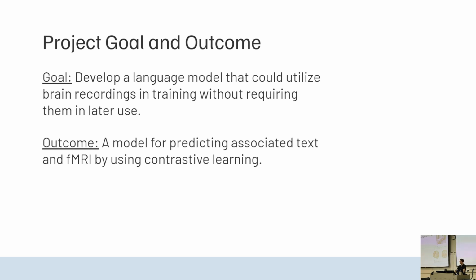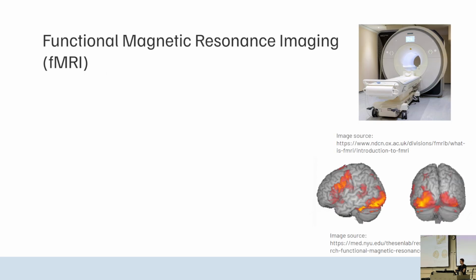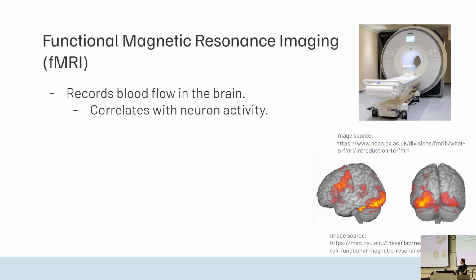So first off, what is fMRI? fMRI stands for Functional Magnetic Resonance Imaging, and it refers to recording blood flow in the brain, which correlates with neuron activity. How is this different to EEG? Well, the first thing is the fMRI, as you can see in this picture, it's much larger than EEG headsets. So it's not something you can just walk around and wear on your head. It's this big device in a hospital or a research center that you have to go inside of.